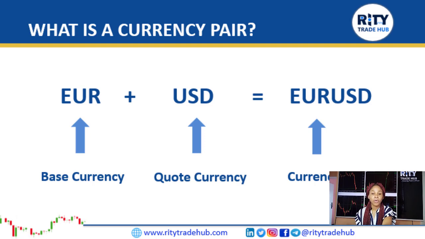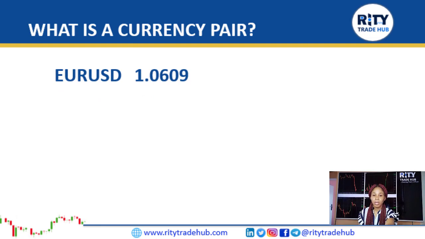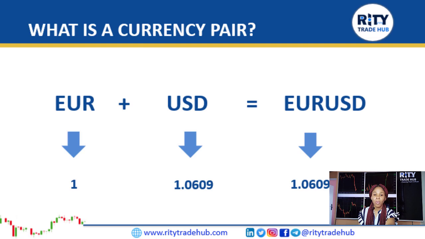Also, in your MT4 or TradingView, beside each of these pairs, you will see some set of numbers written by the side like this. The actual quote you see on the screen is your quote pair. Okay, now while the base pair is equal to 1, from what we have here, this implies that 1 euro is worth 1.0609 US dollars. The USD here is the quote currency, while the euro is the base, which is equal to 1.